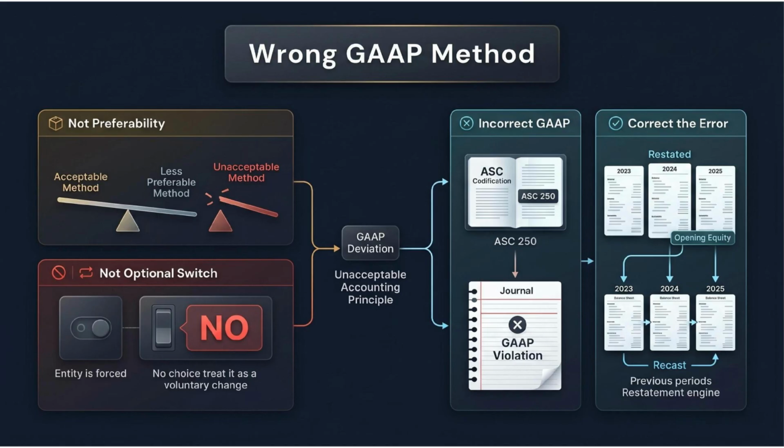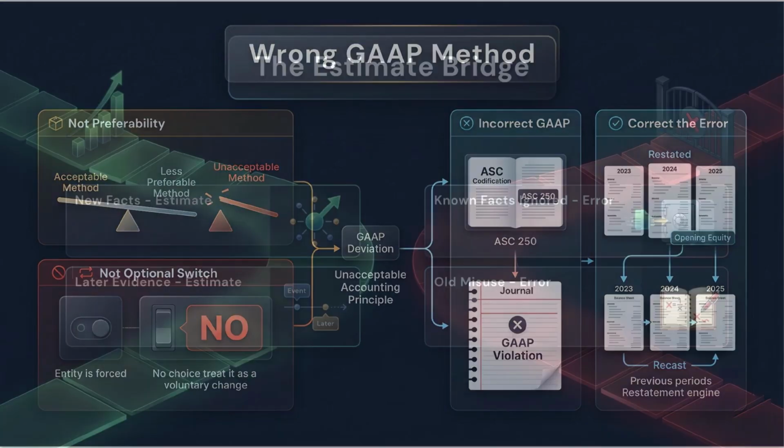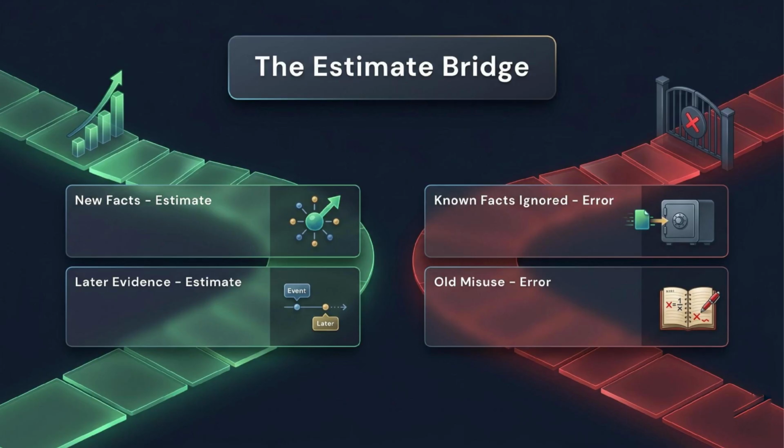But if the old method violated US GAAP, there is no preferability debate. The company cannot say we now prefer the correct method. That would be like saying I now prefer driving on the correct side of the road. The issue is not preference, the issue is correction. Prior periods must be restated if the error is material. This is the bridge from estimates to errors.